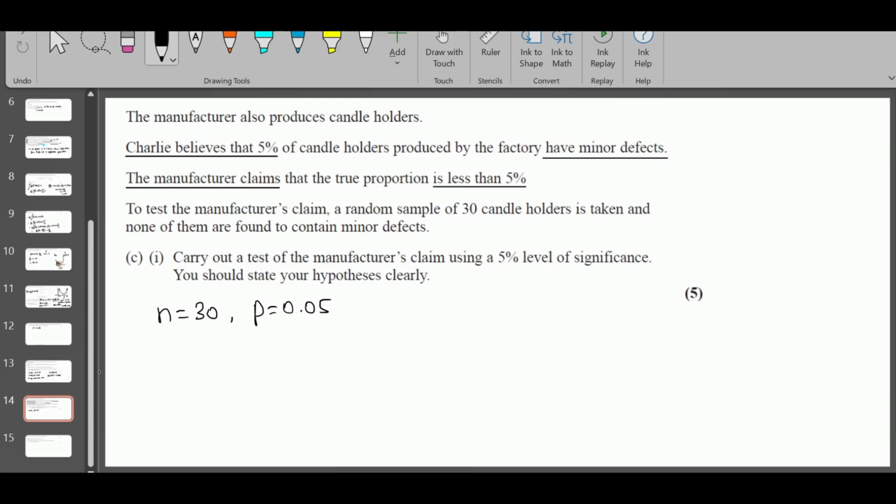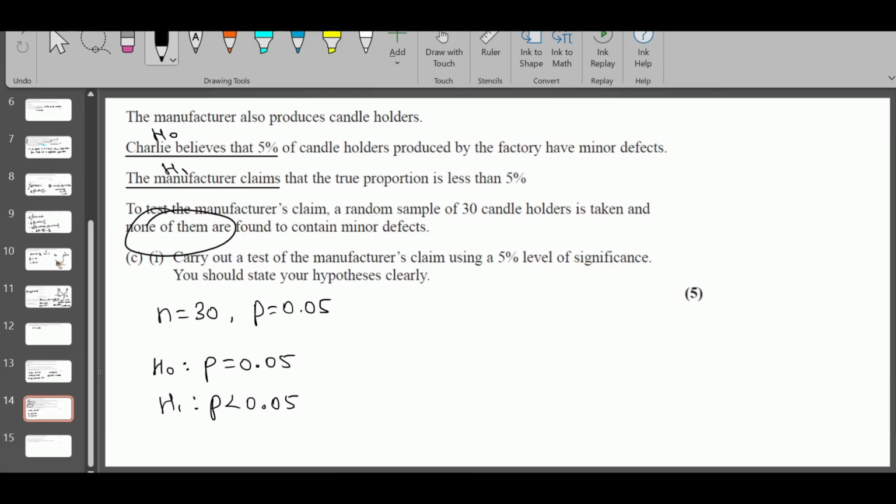30 candle holders are taken and none of them are found to have minor defects. That's 0 as the observed value. Carry out a test of the manufacturer's claim using a 5% significance level. So H0 is p equals 0.05. That's Charlie's claim. H1, they believe that it's less than 0.05. We don't have to find the critical value. We are going to use method 1 because the observed value is 0.